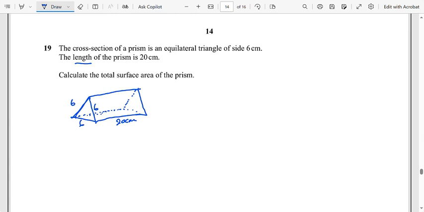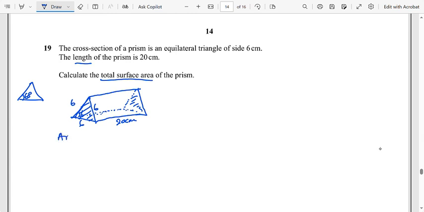So we are required to find the total surface area. This prism, we're going to assume that it's constituted of this face, which is also the same as the face on the other side. Since it's an equilateral triangle, all the angles are 60 degrees.